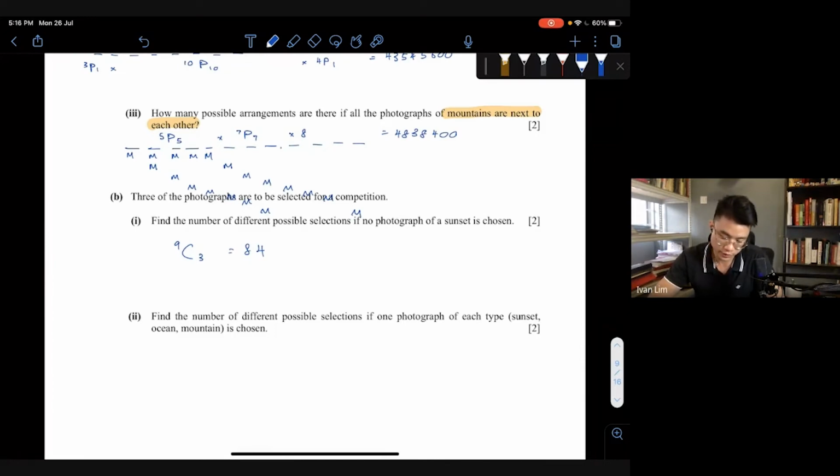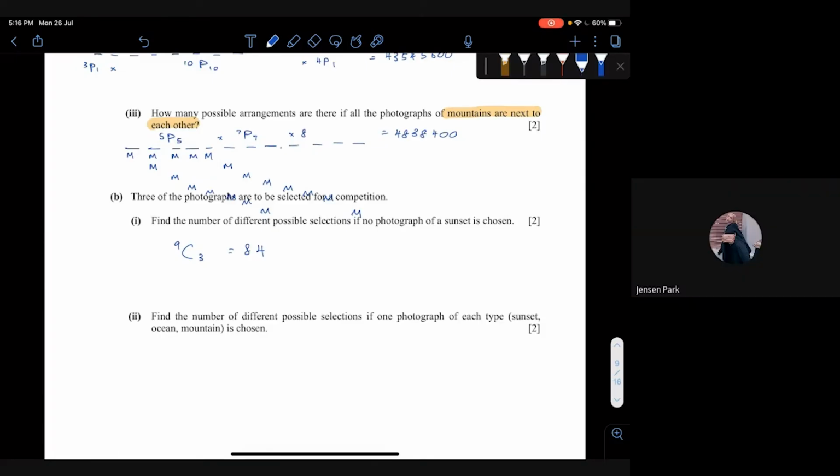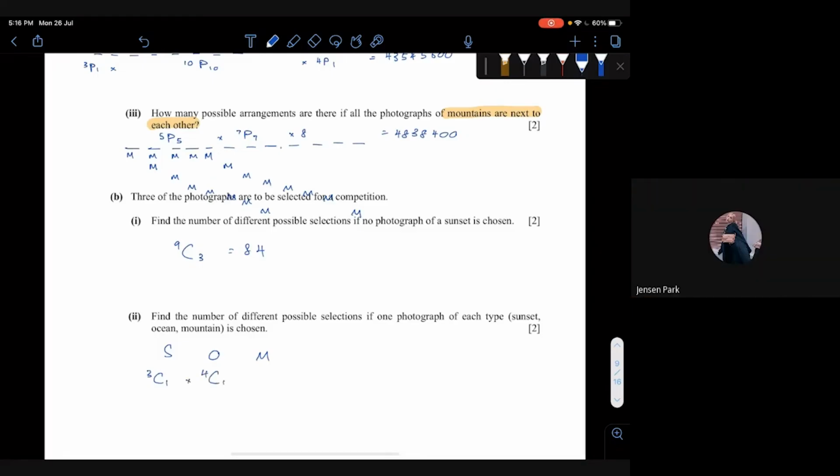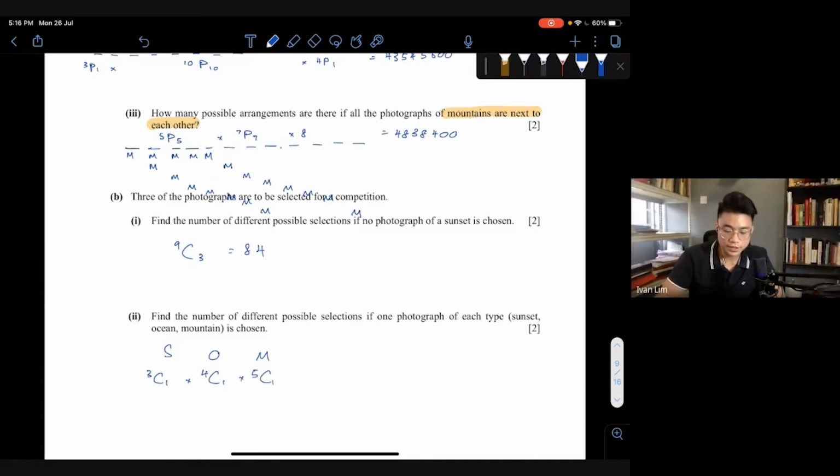Okay, then the last one. Find the number of different possible selections if one photograph of each type, sunset, ocean, mountain, is chosen. Your sunset is 3, ocean is 4, then mountain is 5. So each choose one. Does it matter how I choose it? Just 3C1 times 4C1 times 5C1. It doesn't matter if I choose sunset, ocean, mountain, or ocean, mountain, sunset, or mountain, ocean, sunset. Order doesn't matter, so I just use C. I just choose it.